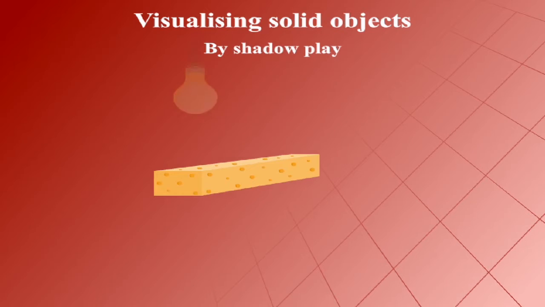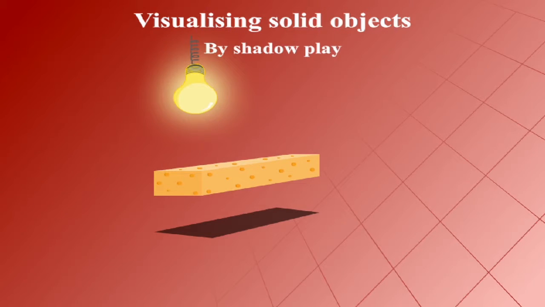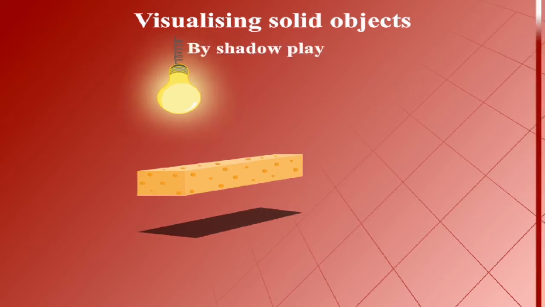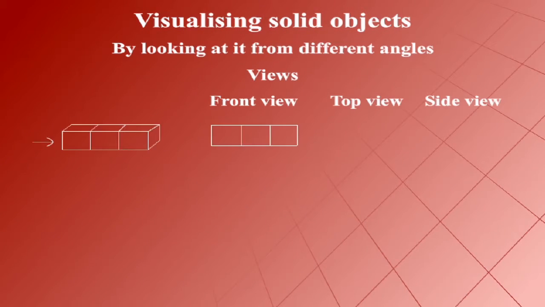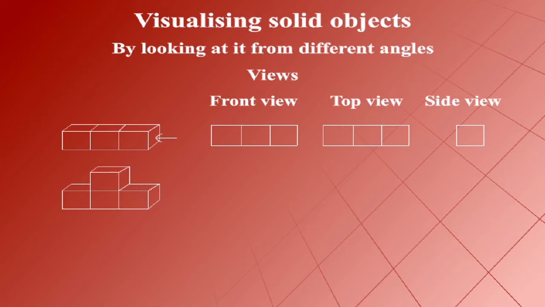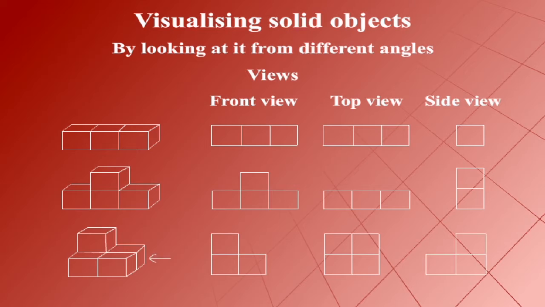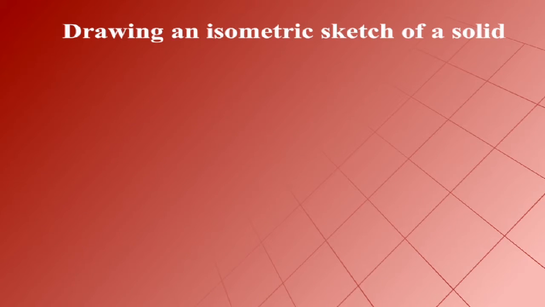By shadow play. If we keep a burning bulb just above the piece of cheese as shown, its shadow will be a rectangle. By looking at it from different angles, here are some solids. We view from front, top and side. Drawing an isometric sketch of a solid.